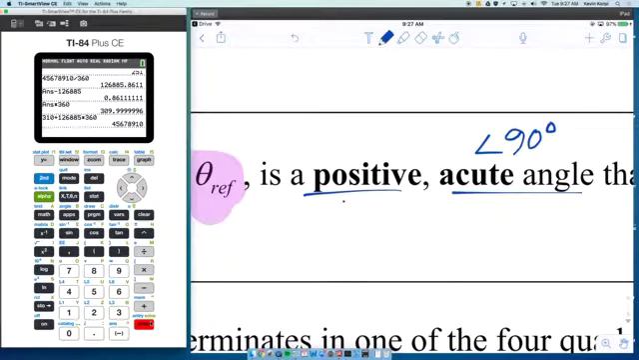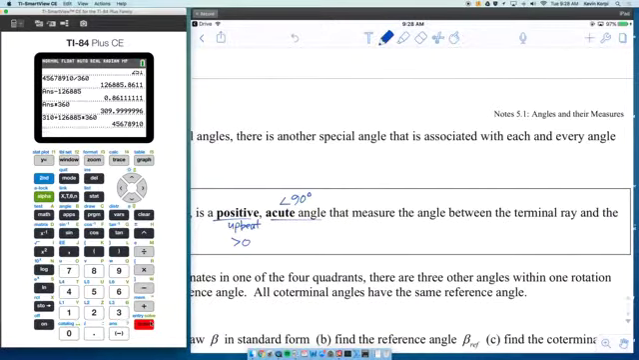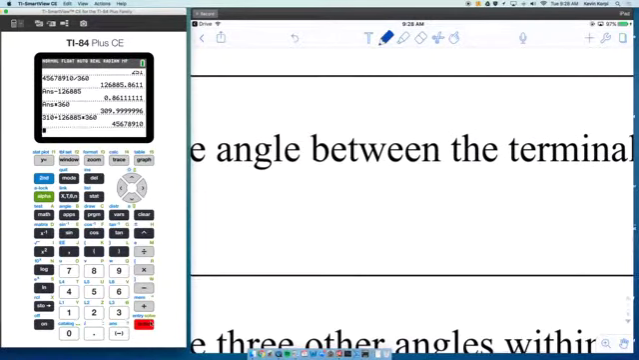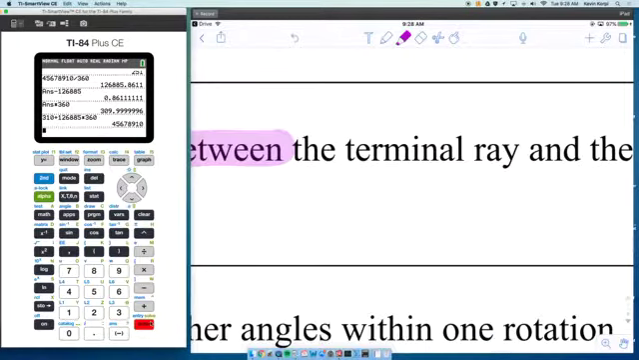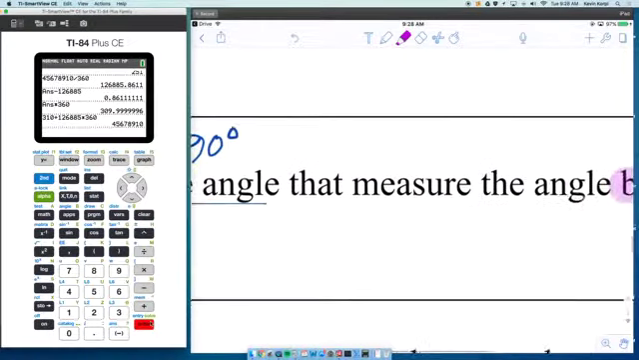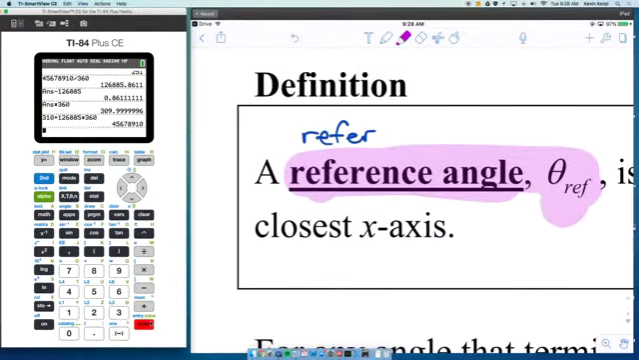And positive means it has to be upbeat and greater than 0. Okay? All angles greater than 0 are upbeat by nature. All right, so you can't have a reference angle that's negative, can you? Good. That measures the angle betwixt or between the terminal ray and the closest x-axis. What does that mean?